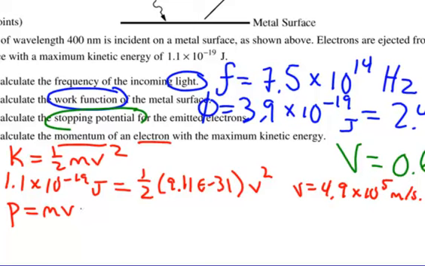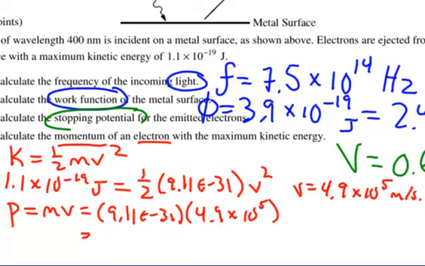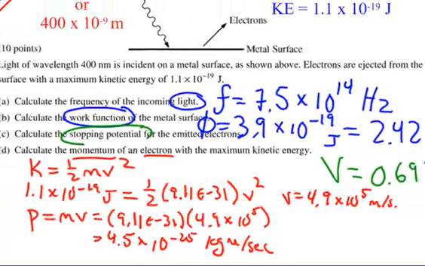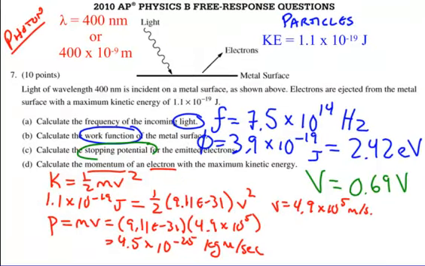And now I can just put this in momentum, mass of an electron, times my velocity right there, of 4.9 times 10 to the 5th, and I just need to multiply. And I end up getting 4.48 or 4.5 times 10 to the negative 25th, and my units are kilograms meters per second. Okay, and that is our first problem for atomic physics. Okay, again, A is a wave problem, C and D are particle problems. Let's go to the second problem.